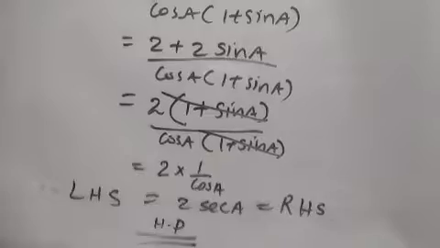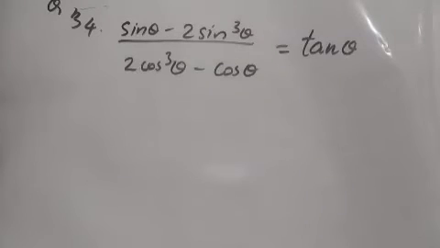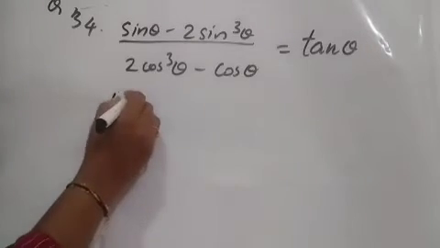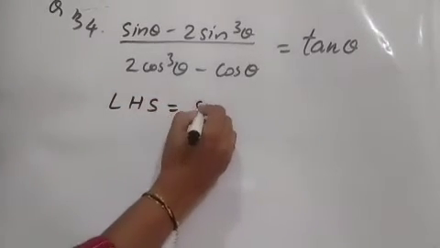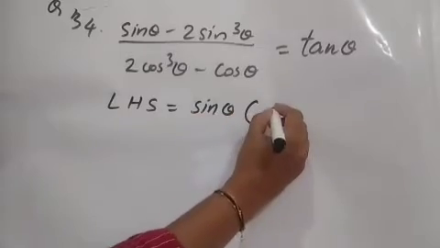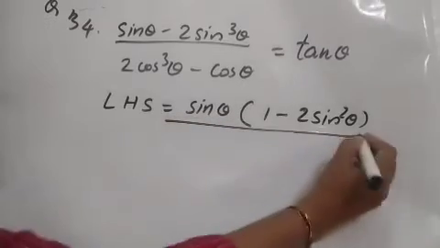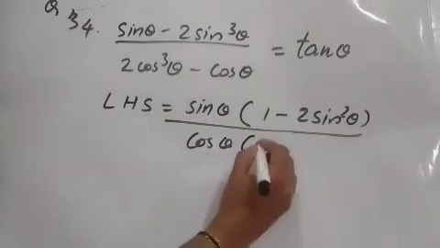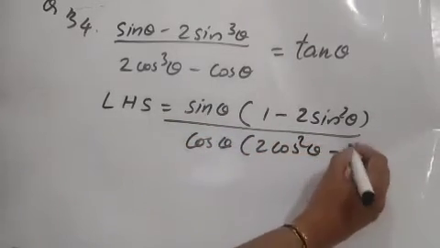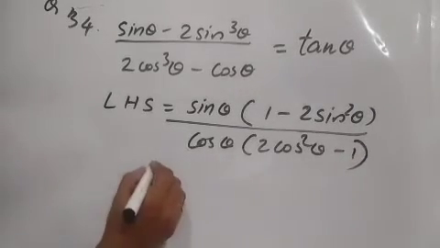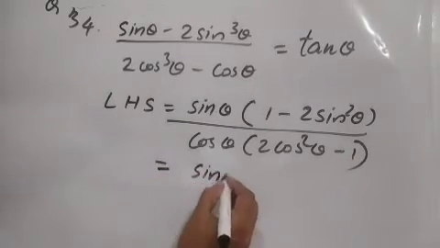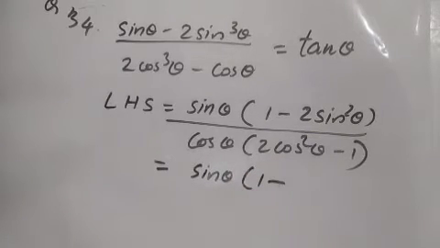Understood? Next is question 34. Sin theta minus 2 sin cube theta by 2 cos cube theta minus cos theta equal to tan theta. We can consider the left hand side. Sin theta is common here on the numerator. So sin theta into 1 minus 2 sin square theta divided by, here cos theta is common, 2 cos square theta minus 1. Okay, that is equal to sin theta into 1 minus sin square theta.